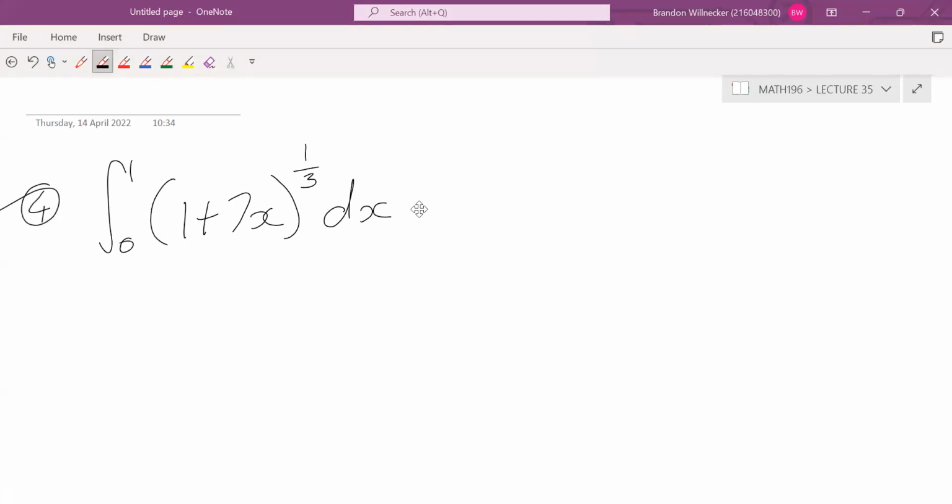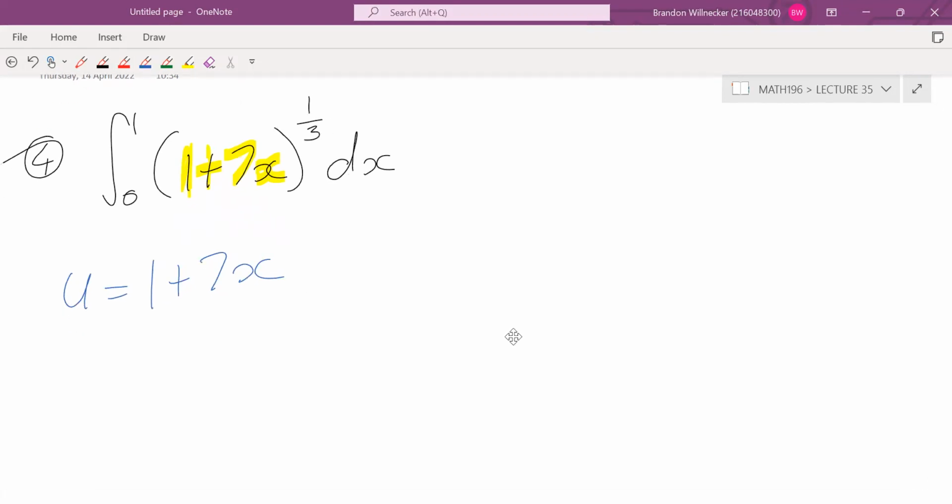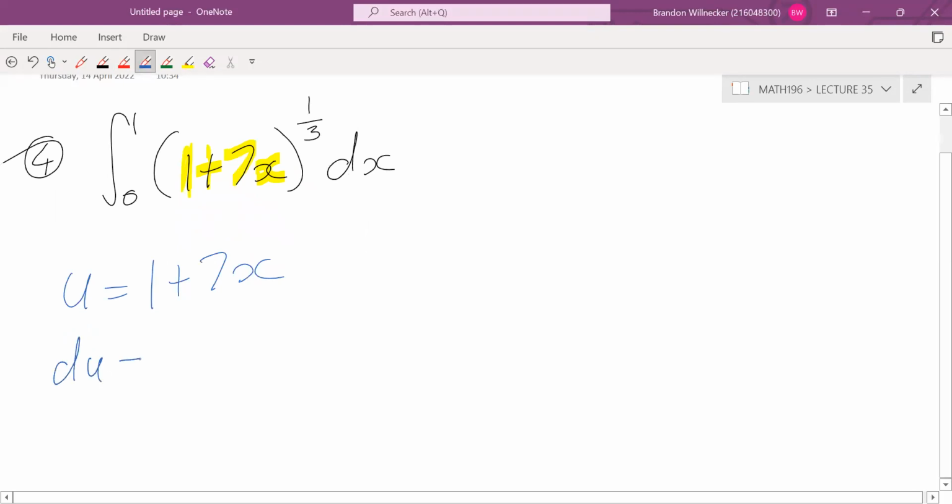Okay, we do the same thing as before. So we look at what is the inside function. So we've got something complicated here to the power 1/3. It would be really nice if this inside part wasn't there. So this inside part, the 1 plus 7x, we're going to replace that with u. So u is equal to 1 plus 7x. Okay, but we can't just do that. We've got the differential as well to worry about. So du is 7 dx.